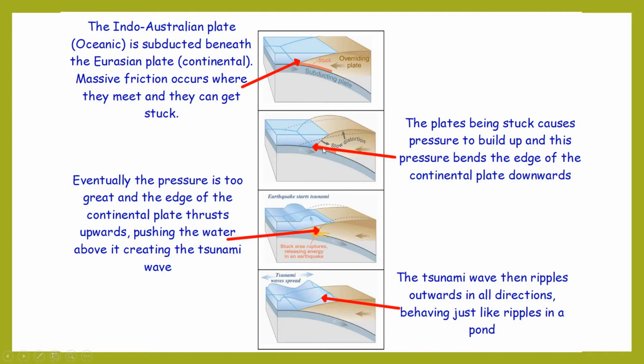The plates get stuck and it creates a lot of pressure and bends the end of the continental plate downwards. Eventually that pressure becomes too much, and where it was bent, it thrusts upwards and forwards, and that movement creates a huge underwater earthquake that creates a tsunami wave above it. And that tsunami wave then ripples out in all directions, just like ripples in a pond if you threw a stone in.